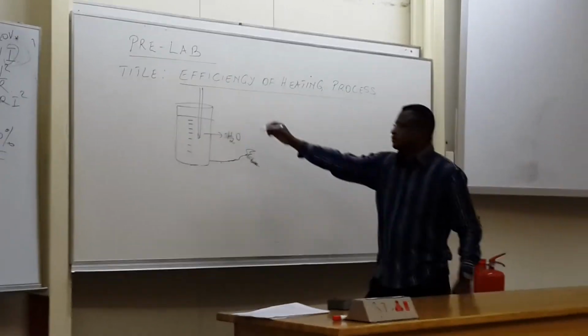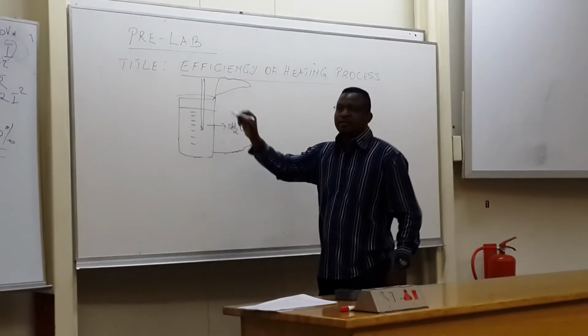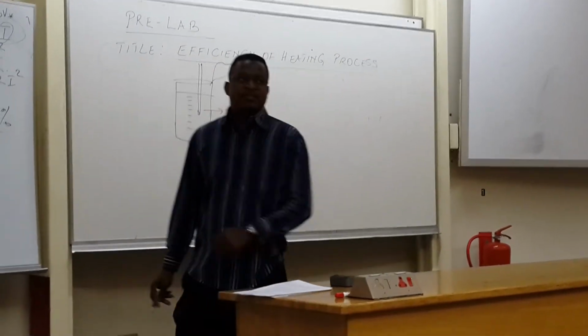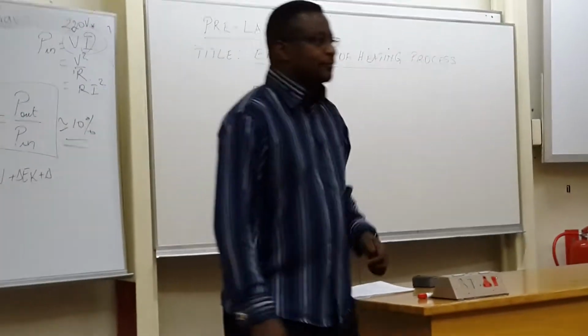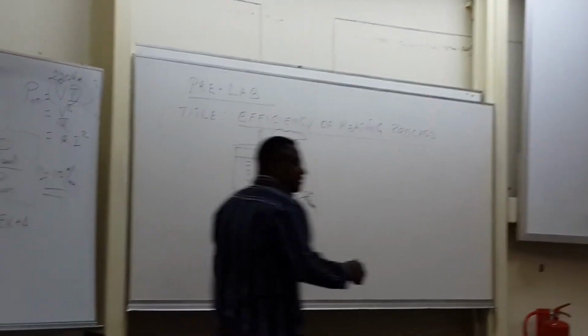The thermometer, you open the kettle. When you open the kettle, is it a closed or open system? Before reaching 100 degrees, is it a closed or open system? Okay? Good. Now, you do the same as you did for the hot plates.